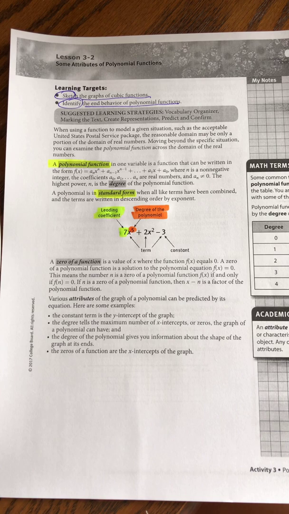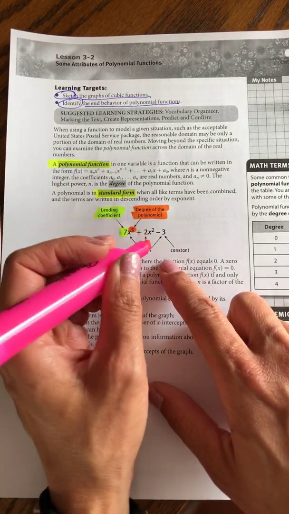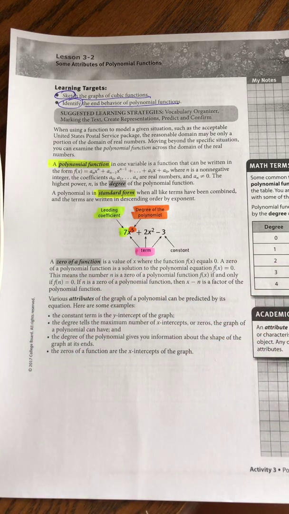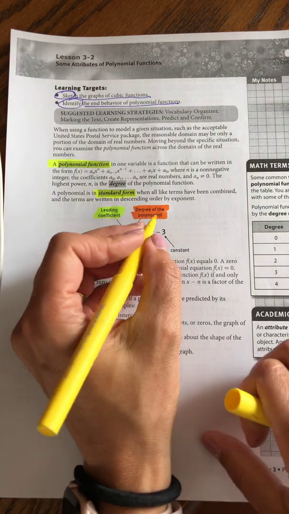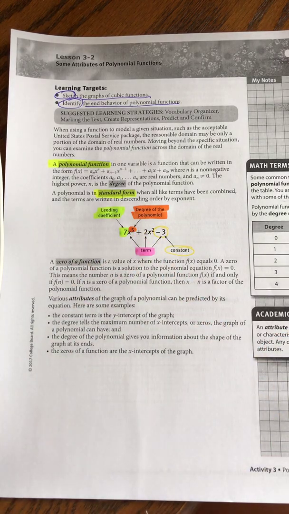Okay. Then we also have the 2x squared there. It's just a term. Okay. It's somewhere in between the beginning and the end. All right. And then we have the constant. The constant is always the number on the end. Okay, it's always just a constant, always just a number. No variables next to it.